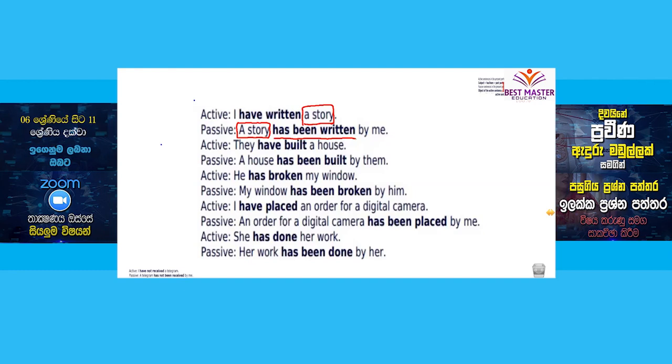I is the subject here. We use by me, not by I. I have written a story. A story has been written by me.